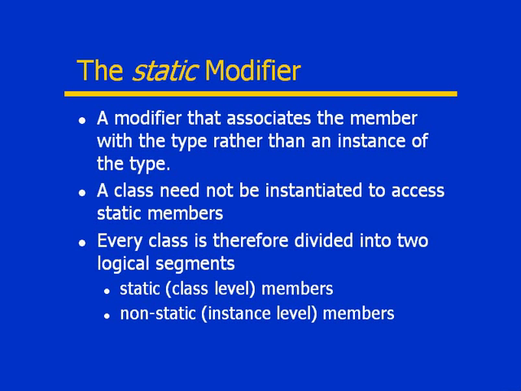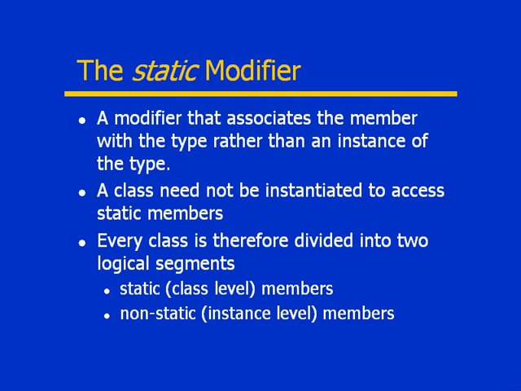Now, the static keyword is basically a modifier that we use to associate a member with the type rather than an instance of the type. So in other words, if we use the static keyword, that means that you don't have to instantiate the class in order to access that static member. If I were therefore to create a static method, that means that without an instance of the class, I can access that method just simply by referring to the name of the class.